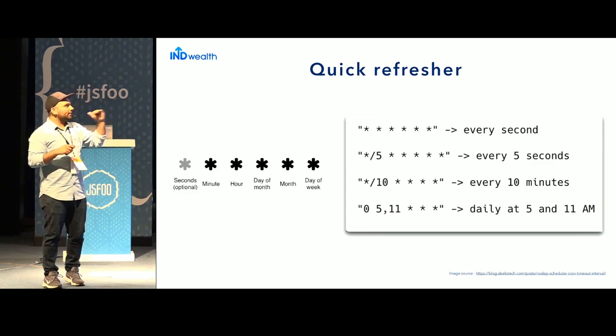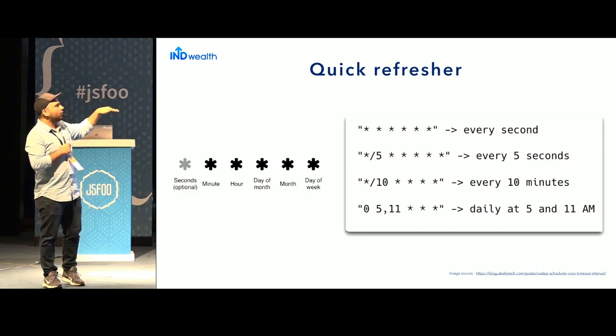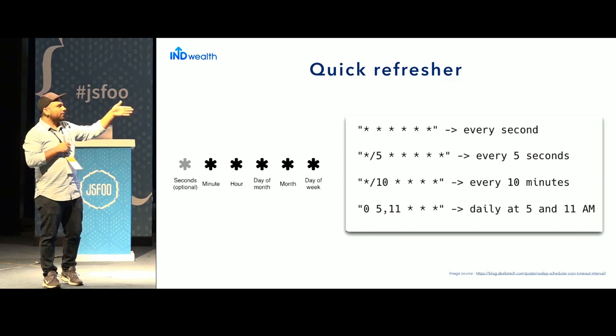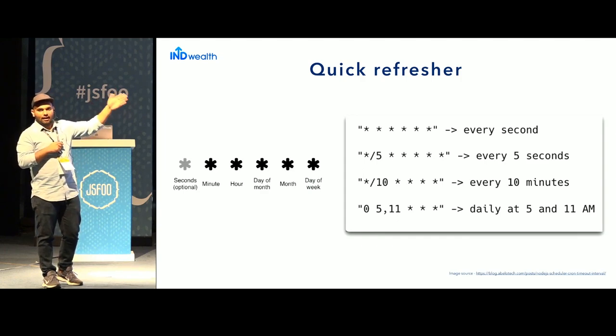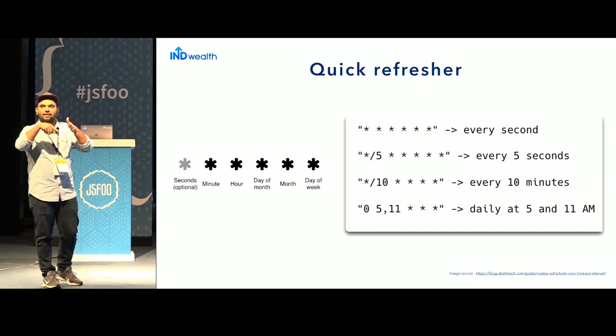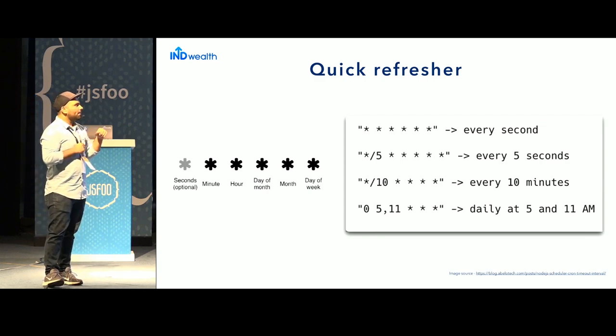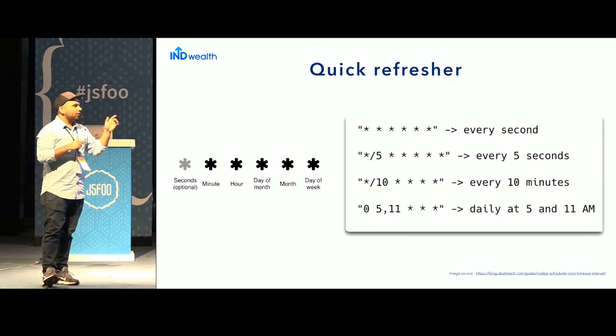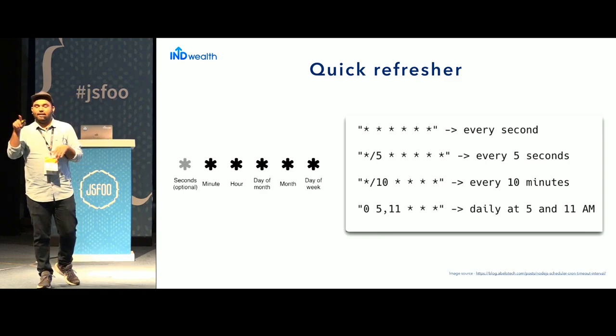The difference between the second and third one is I've actually left out the optional second parameter. So now if I specify the same thing, it basically means every 10 minutes, because the second parameter is gone and the first parameter is now minutes, and the value list separator specifies the interval with which you want to repeat it. And in the last one, we replace the star with zero, which basically means that we would like to specify a time here, right?